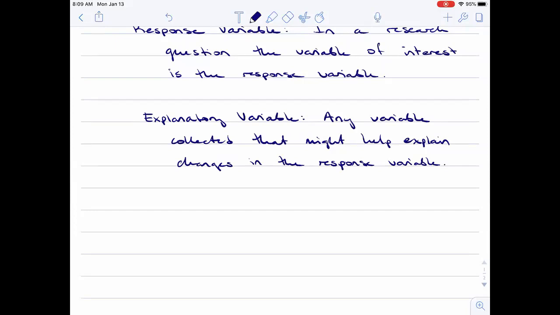So there's going to be one response variable. Everything else that you've collected is an explanatory variable. Any questions about those?